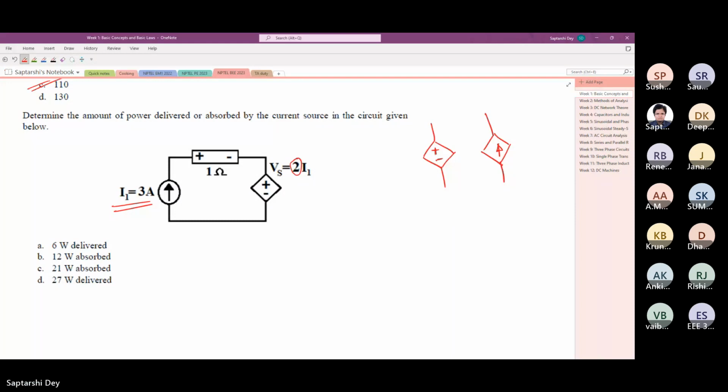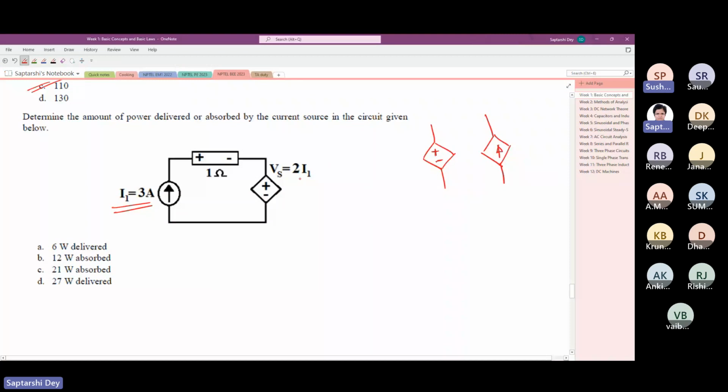Anyone else? The left side is voltage, so the right side has to be voltage. But I1 is current, so 2 must have a dimension of resistance. Okay. This is not a dimensionless quantity. Anyway, so what we have here is 3 ampere flowing in this branch and 6 volt here.